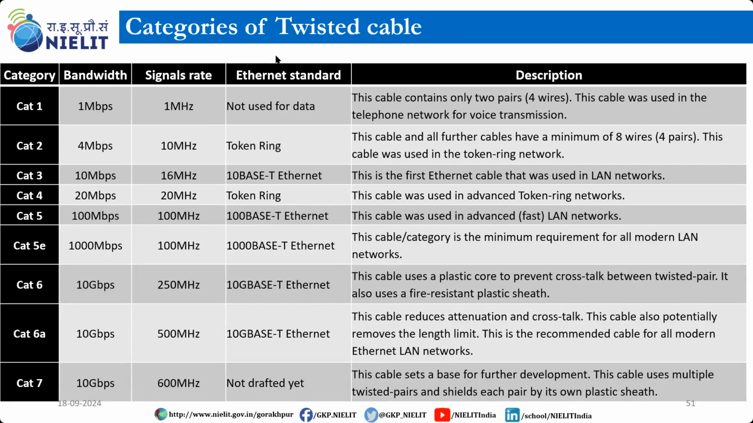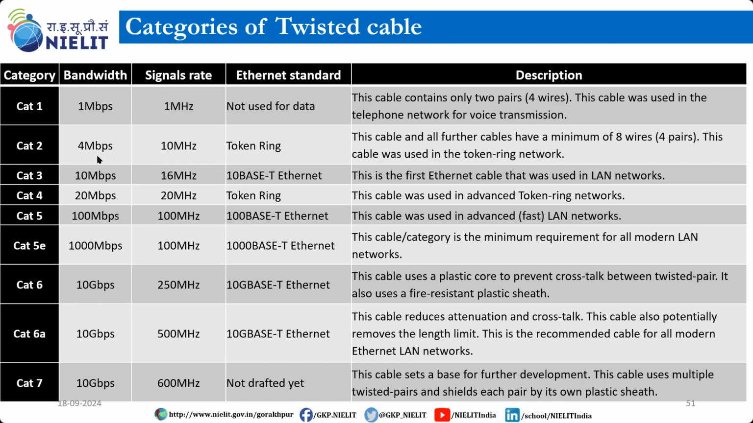There are different categories of twisted cable, whether it is UTP or STP. Cat1 to Cat7. The latest one is Cat7 and the oldest one is Cat1. Cat1 has maximum bandwidth support of 1 Mbps, 1 MHz signal rate, not used for data. Basically, Cat1 twisted cable was not used for transmission of computer binary data. It was mainly used for telephone communication.